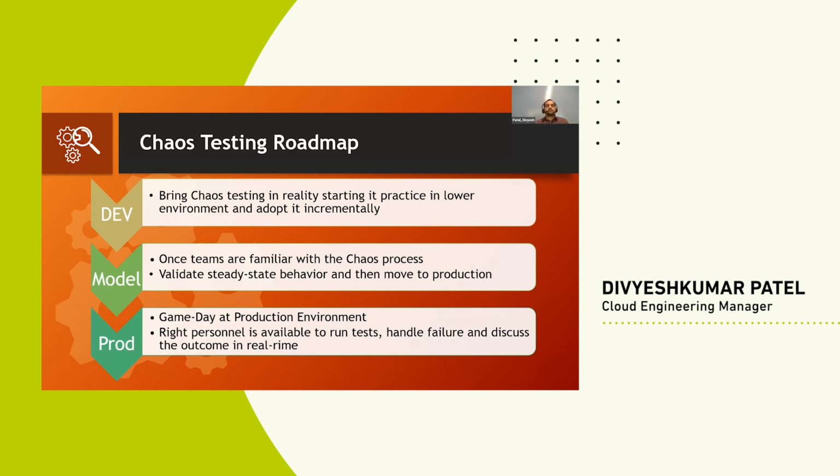The target of chaos testing is that we want to make our production system resilient enough so that when anything happens, it will not cause any issue, and the user will not notice any downtime. That's the end goal. So we need to do it in prod, and do the game day in the production environment. Again, as I said, multiple teams need to be available, and the right personnel need to be available to run the test, handle failures, and discuss the outcome in real time.